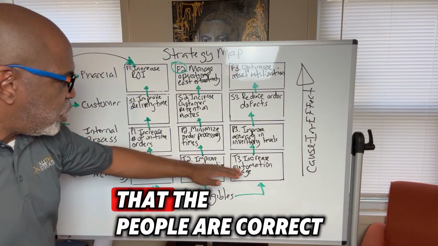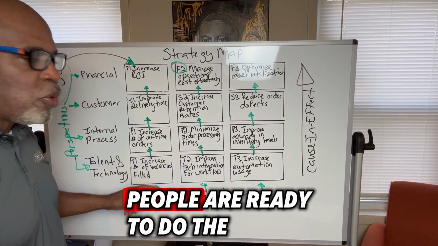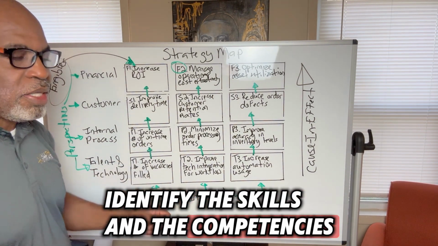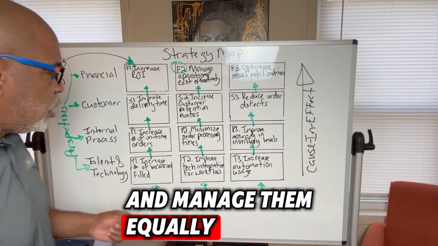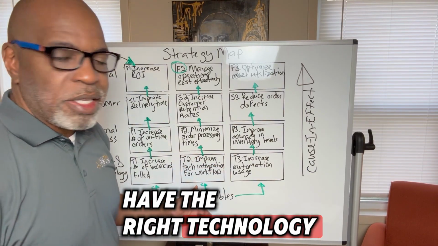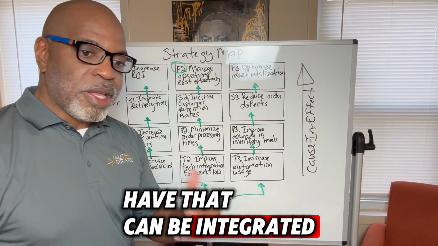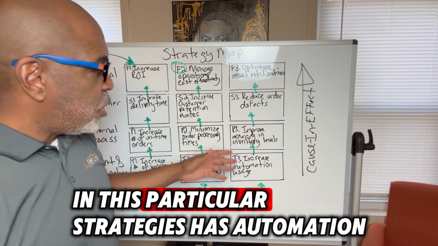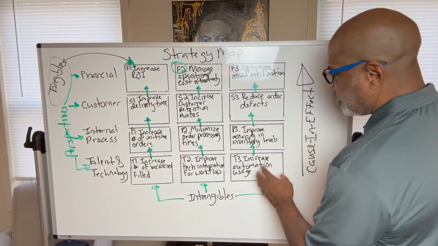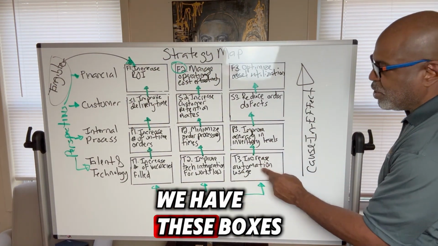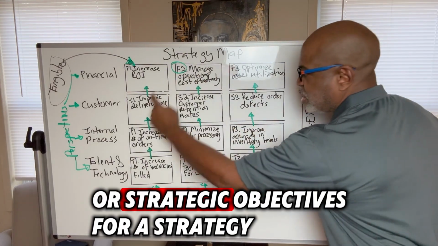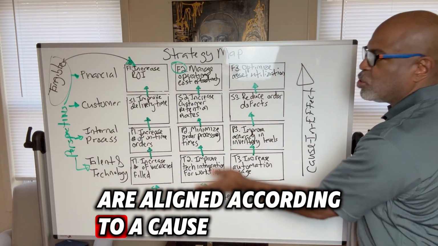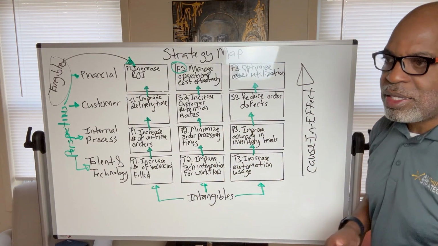So the culture shifts according to our strategy. So we have to make sure that the people are correct. We have to make sure that people are ready to do the work. That means that we have to identify the skills and the competencies, assess them on them, and manage them accordingly. We have to make sure we have the right technology, that it can be integrated, that the people can be trained and developed on those technologies. And we need to make sure in this particular strategy, it has automation. We have to make sure that these boxes, or strategic objectives, for a strategy are aligned according to a cause and effect logic.